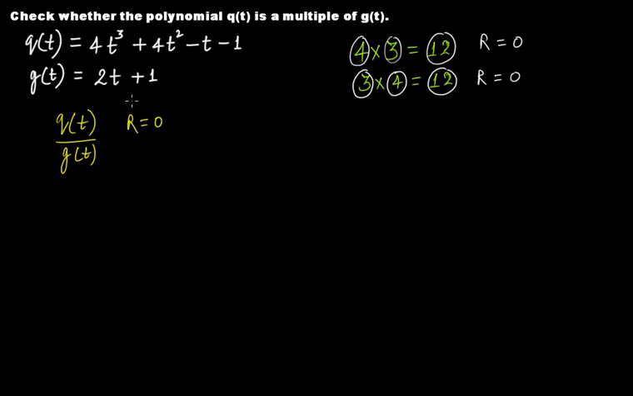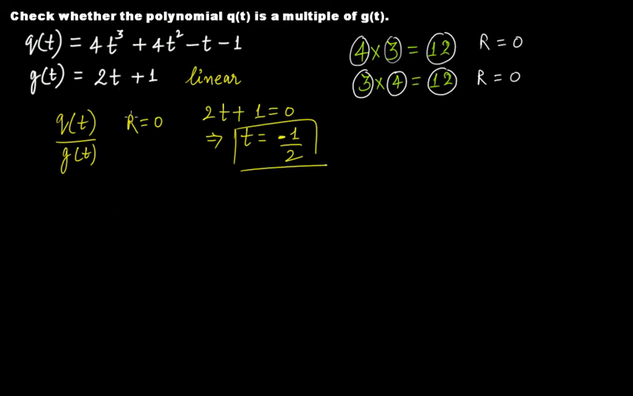Why can we use the remainder theorem here? Because the divisor, that is g(t), is a linear polynomial, because its degree is 1. Since it is a linear polynomial, we can quickly tell the 0 of this polynomial. So 2t plus 1 is equal to 0. This will give you t is equal to minus 1 by 2. t is equal to minus 1 by 2 is the 0 of this polynomial, and if you put this value in place of t in the polynomial q(t), then you will get the remainder of this division.